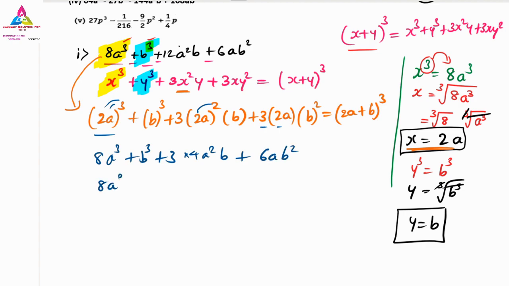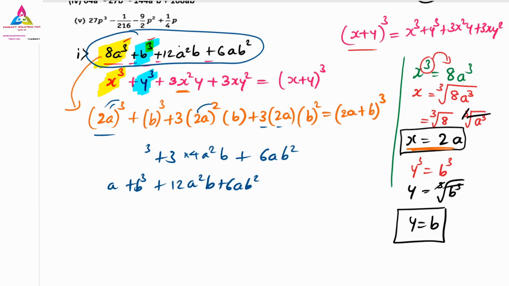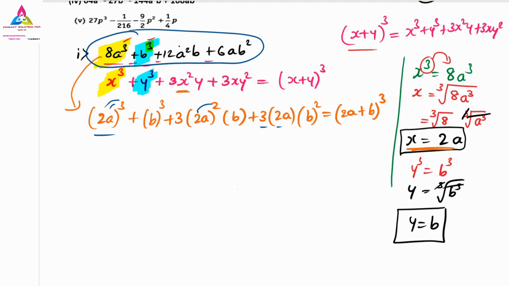So if you go through it, 8a cube, b cube, plus 3 into 4 is 12a square b plus 6ab square. Once you see this answer and compare it with the question they have given, both are similar, which means what I have written is correct. The verification is correct, so no problem at all. What I have got over here lastly is correct, so our equation is correct.